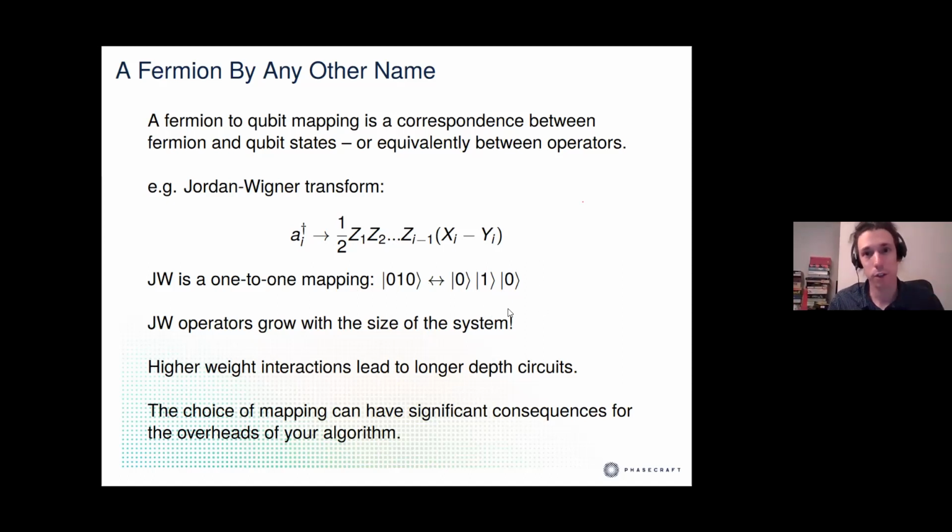One feature of the Jordan-Wigner transform is that its operators grow with the size of the system. So as my system increases, you're going to get these long strings of Z's tracing through the system. And these higher weight interactions can be problematic because they lead to longer circuit depths.